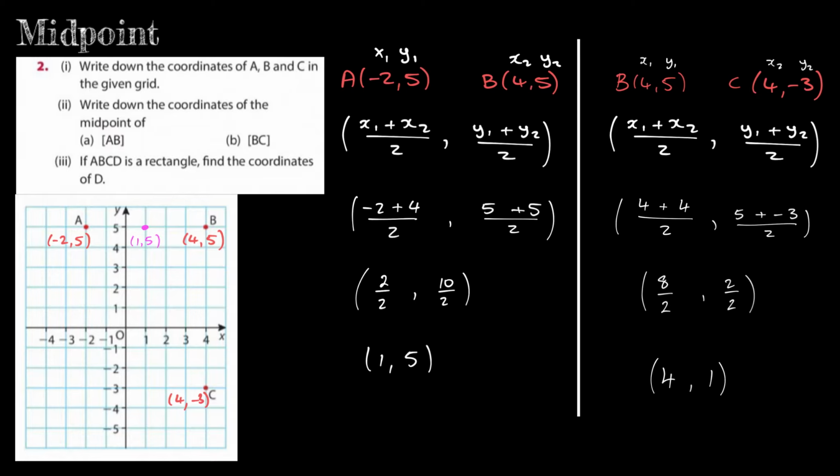So that point there, I put it in pink as well, is going to be 4, 1. 4 on the x-axis, 1 on the y-axis. You can see that there. So 4, 1.